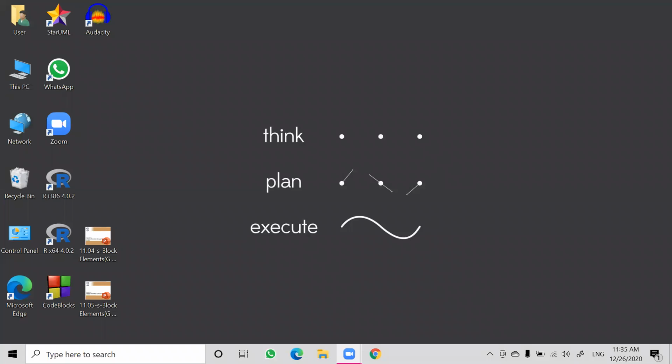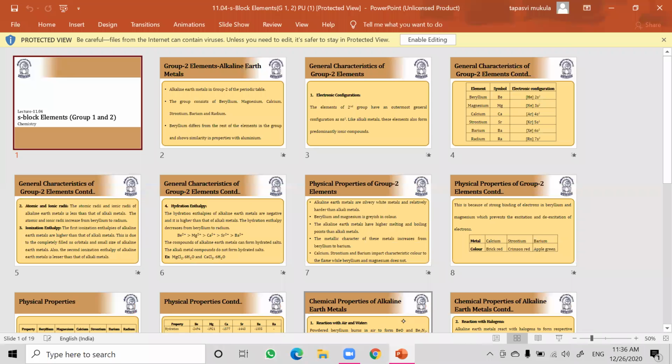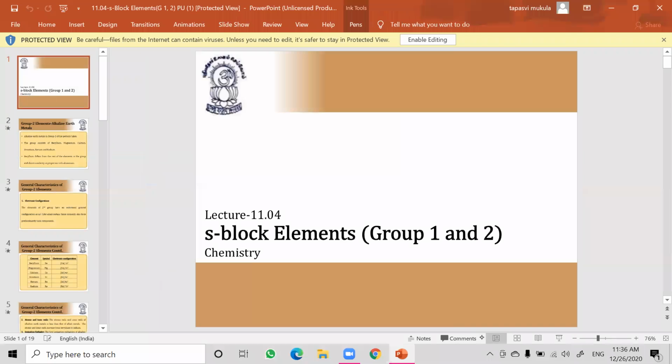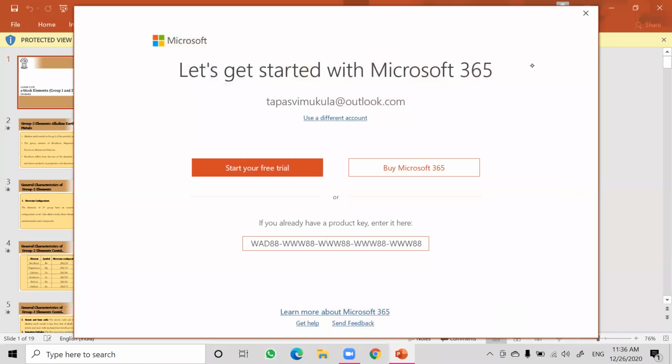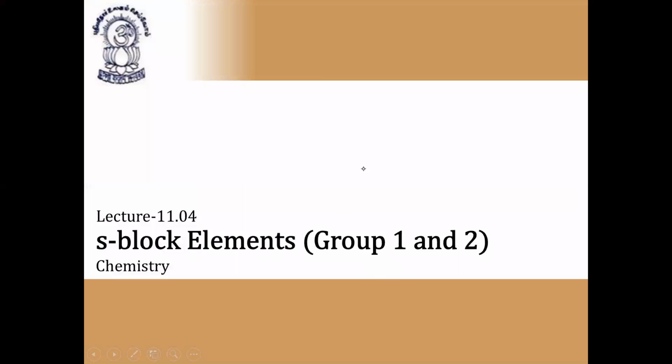In the previous session, we have completed s block elements of alkali metals. Now we'll discuss alkaline earth metals in this session. This is also an important concept. So far, we have completed alkali metals, and based on these two topics, finally, we'll do questions on alkali and alkaline earth metals in the coming sessions. So let us start now. S block elements, lecture 4.